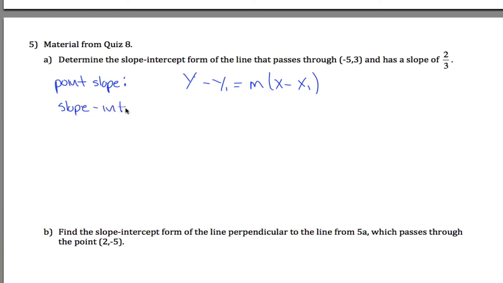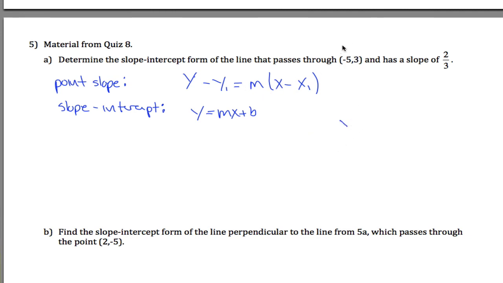Slope-intercept, probably a little bit more familiar to you. It's y equals mx plus b. Point-slope form is a little bit uglier, but it's better suited for this specific problem. It's better suited for any time you know the slope and one point. Here I need to know the slope and the y-intercept. This point is not the y-intercept. So I use point-slope form.